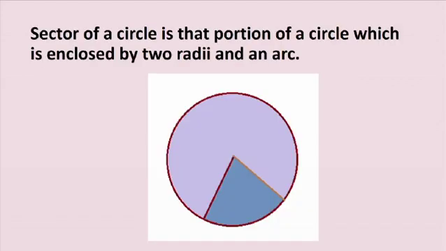Now you also have sector. So what is a sector? A sector is a portion of a circle. It is enclosed by 2 radii and an arc. So you have a major part, which is called the major sector. And you have a smaller part which is called the minor sector.